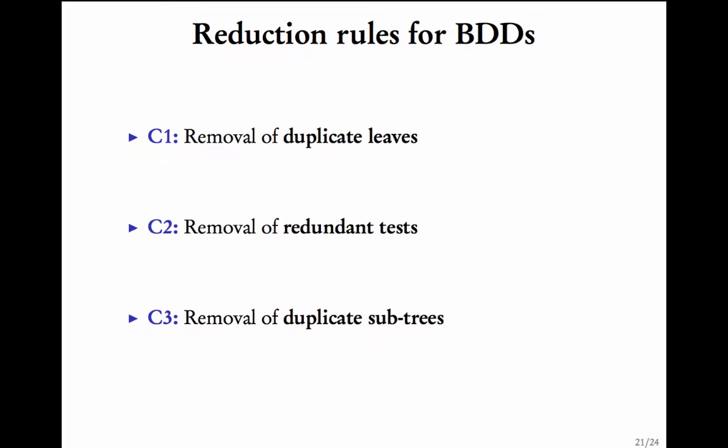Now we informally saw how to reduce. Let me give you the reduction rules. The rule C1 says we can remove duplicate leaves. If we have multiple 0 leaves and multiple 1 leaves, we just make it one leaf for 0 and one leaf for 1. C2: removal of redundant tests. We were removing these unnecessary decision points. And C3, removal of duplicate subtrees. If there are two subtrees which are identical, we can just keep one representation for it.